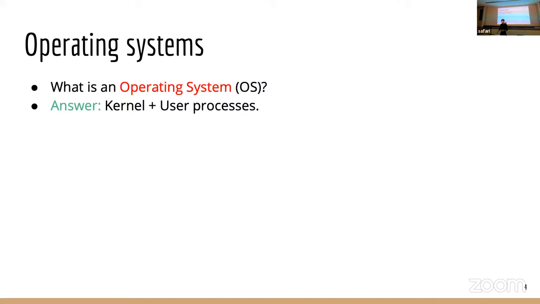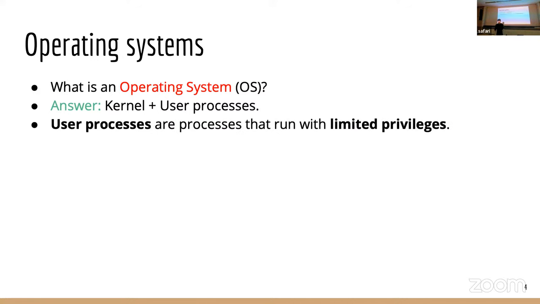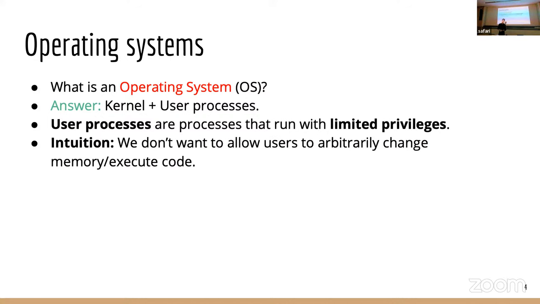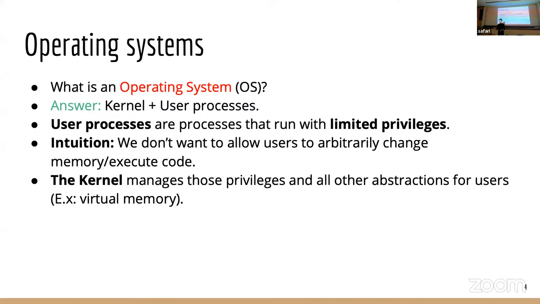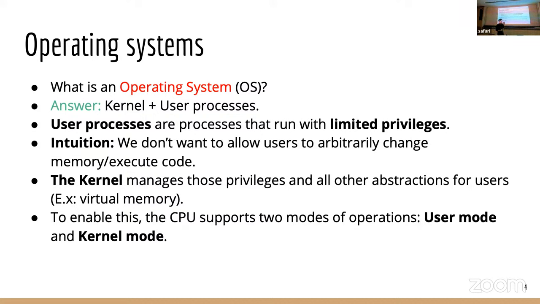So let's begin with the background knowledge. Operating systems. We all probably have one, but what exactly are they? Well, a simple answer is that it's just a kernel and a user collection of processes. The user processes are processes that just run with limited privileges in the user space. And the intuition here is that we don't want to allow users to execute arbitrary code or access arbitrary memory locations. The kernel manages these privileges for the users and gives all the other abstractions that you're probably used to, such as virtual memory, scheduling, inter-process communication, and much more. To enable this abstraction, CPUs nowadays support two types of modes, a user mode and a kernel mode.